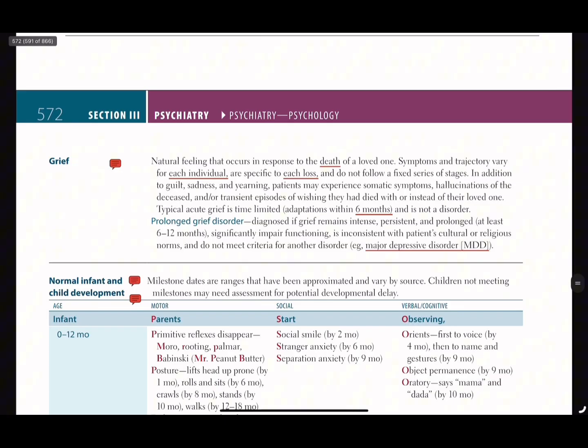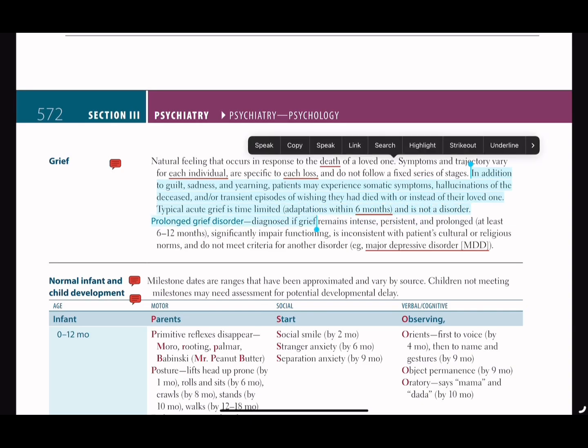Now grief is a natural feeling that occurs in response to the death of a loved one. Symptoms and trajectory vary for each individual, are specific to each loss, and do not follow a fixed series of stages. In addition to guilt, sadness, and yearning, patients may experience somatic symptoms, hallucinations of the deceased, or transient episodes of wishing they had died with or instead of their loved ones. Typical acute grief is time-limited, with adaptation within 6 months, and it is not a disorder.